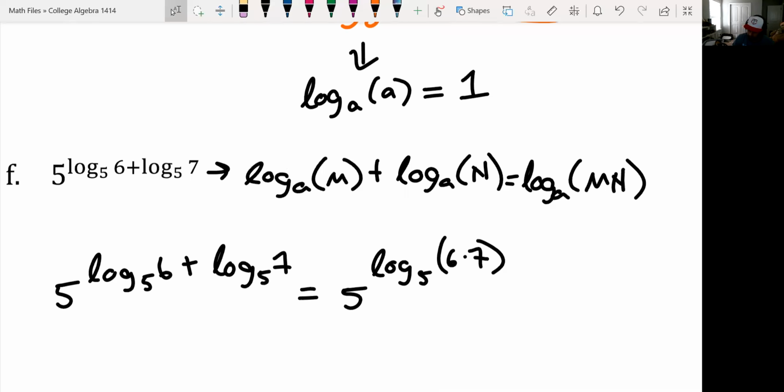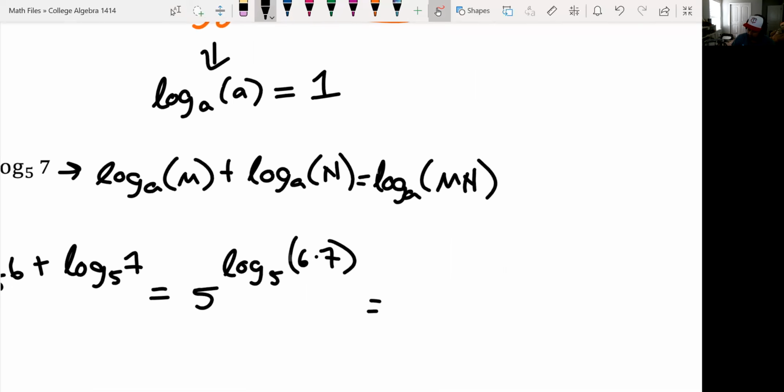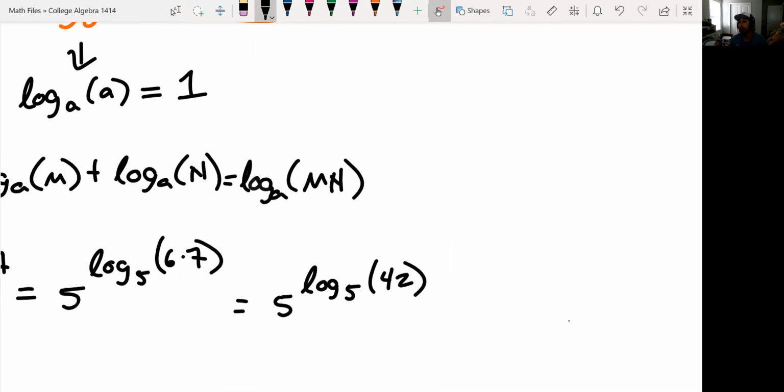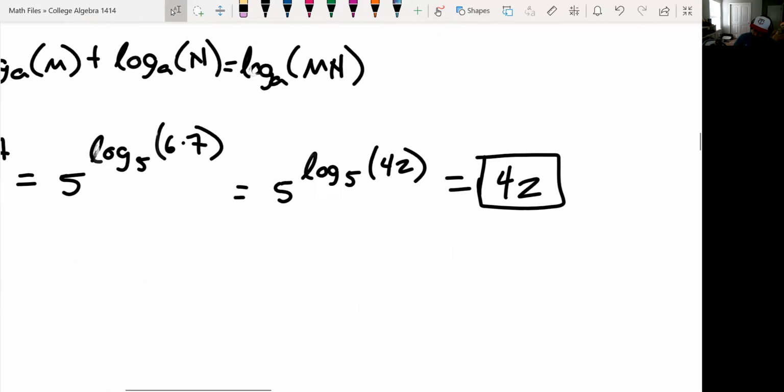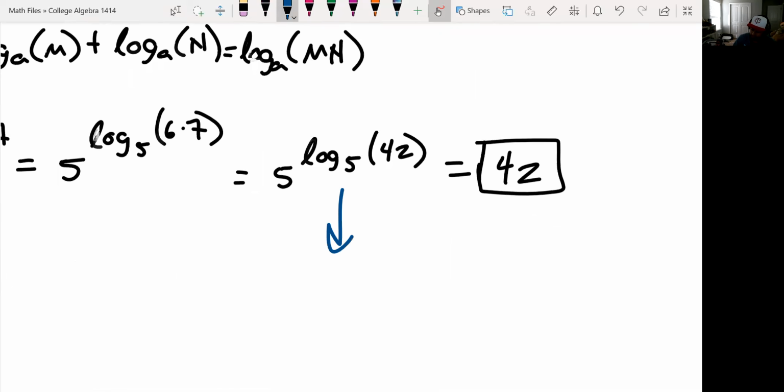Okay. And then you get 5 raised to log base 5 of, what is that, 42? And by our log properties on the first page, this base is the same as that base, so it cancels, and we will be left with 42. So this one used a raised to log base a of m is equal to n.